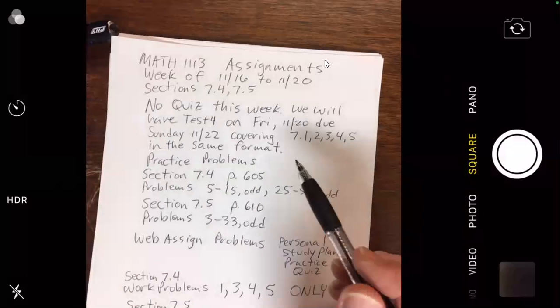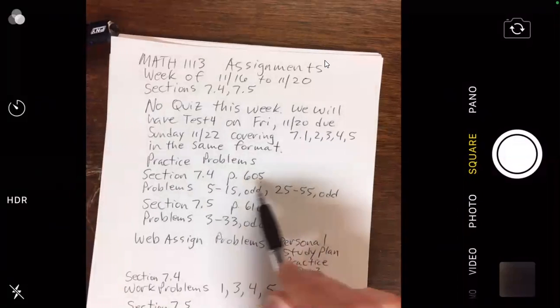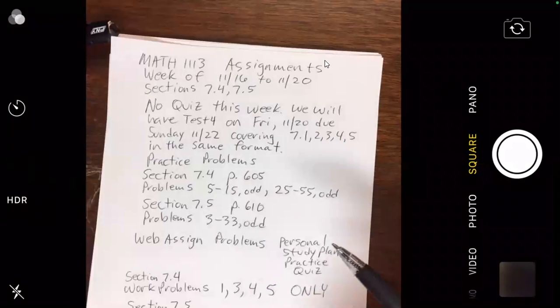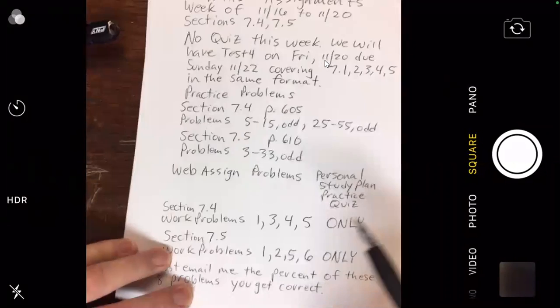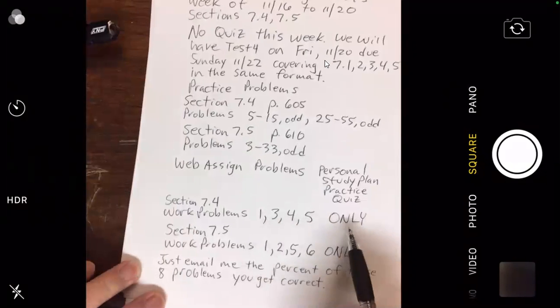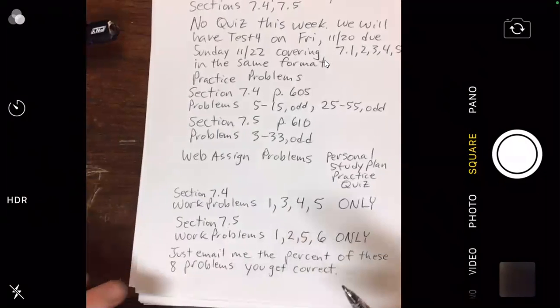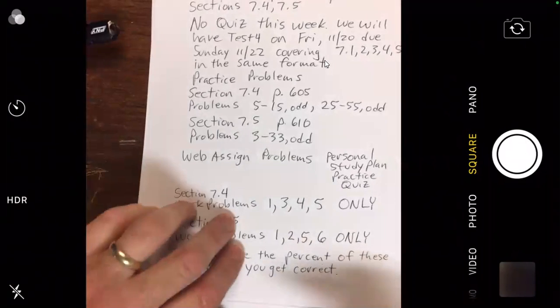Practice prize non-proctored test. Practice problem 7-4. This 7-5, page 610, we get this. On WebAssign, problems 1, 3, 4, and 5 only, and in section 7-5, 1, 2, 5, and 6 only, and just email me the percent of these 8 problems that you get correct.